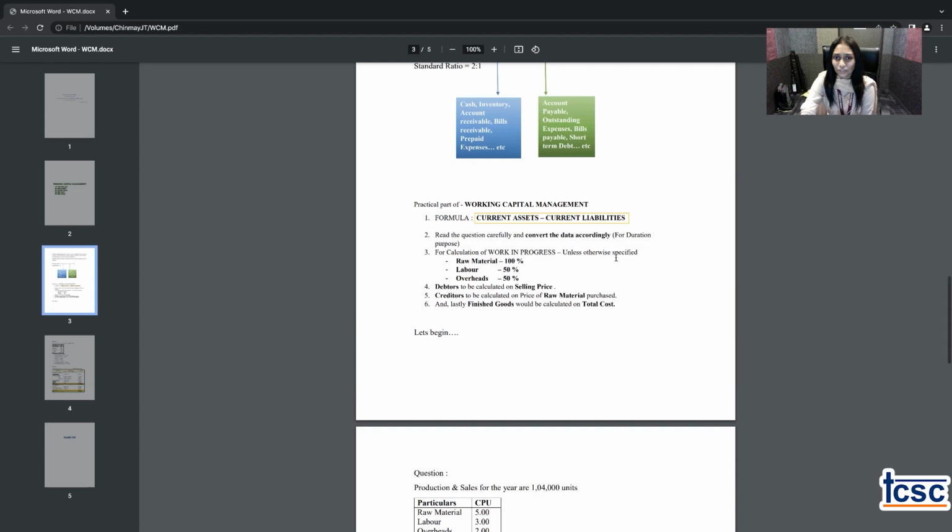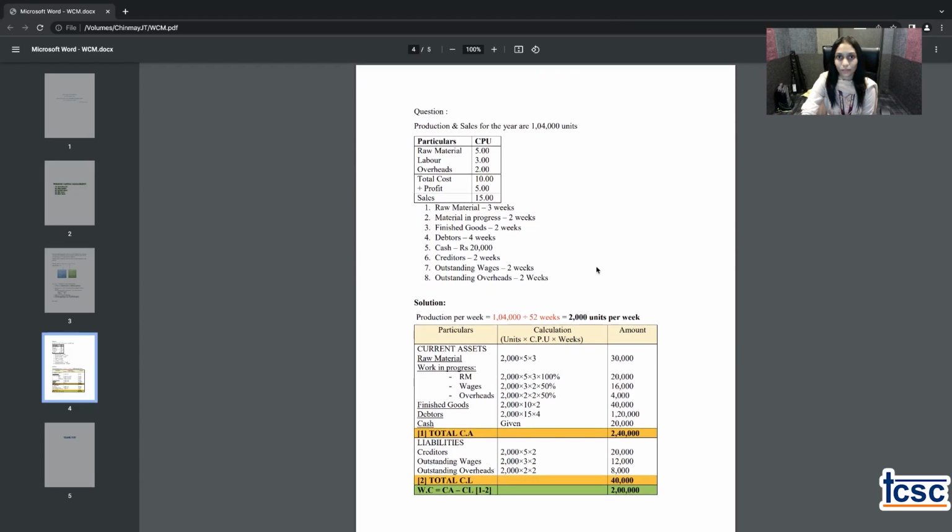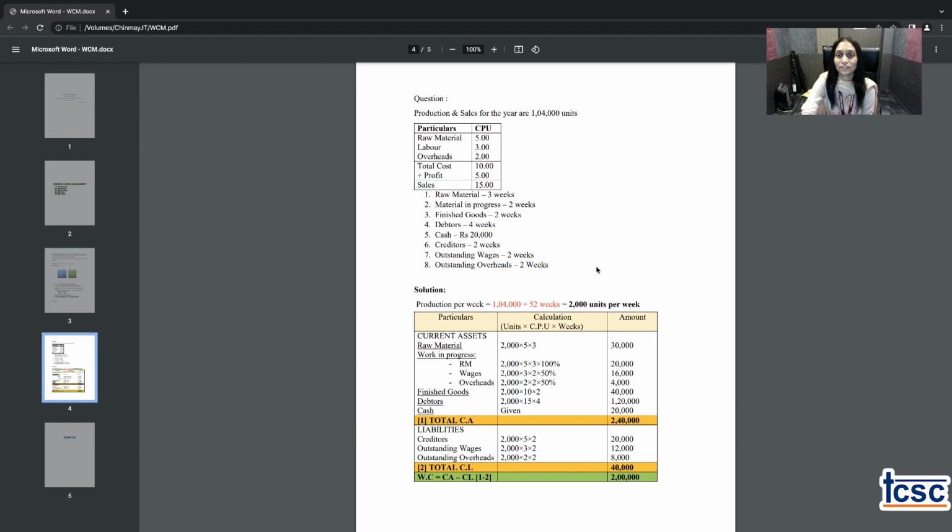So just quickly go through this practical part and the logic. Quickly, we will move on to a small sum and understand this concept in a better way. Now, here is the question, students. Production and sales for the year are 1,04,000 units.